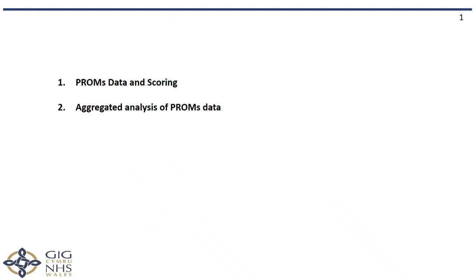So I'm not a statistician, so I won't be talking about different statistical methods for analysing PROMs, but what I will be talking about is making sense of PROMs data and things to think about when putting the data set together out of the collection system that we're using.